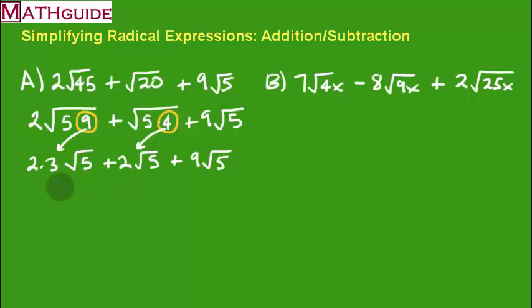Okay, so really, what do I have here? I've got 6 radical 5, and I've got 2 radical 5's, and 9 radical 5's. All right, now I can combine these because they're all like terms. So I got 6 there, 2 there, that's 8. 8 plus 9, that's 17 radical 5s. And I'm done. All right, let's move on to the next one.